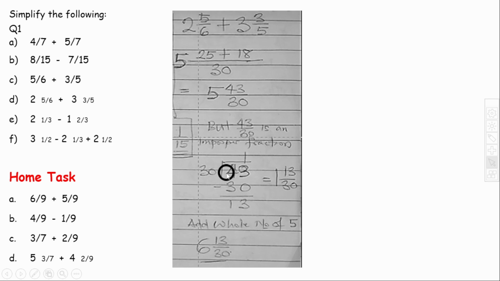So to write this down in mixed fraction, it becomes one whole number. This 1 is the one whole number here. 13, which is the remainder here, you write it here, all over 30. So it's one whole number, 13 all over 30. But remember, we have 5 whole number here before. So what do? We add this one whole number that we have now to this number that we have here. It becomes what? 6. It becomes 6 whole number, 13 all over 30. That's our final answer.